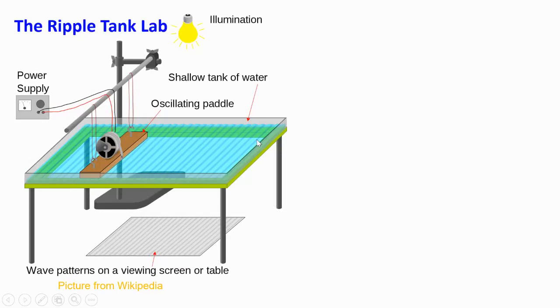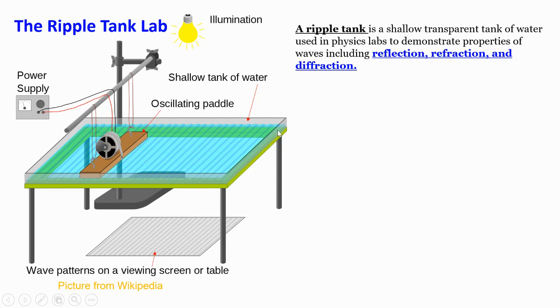Now let's talk about the ripple tank lab. A ripple tank is a shallow, transparent tank of water used in physics labs to demonstrate properties of waves, including reflection, refraction, and diffraction. This is the wave generator. It oscillates on the water surface, creating ripples.